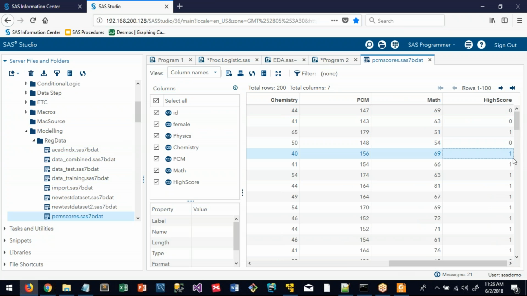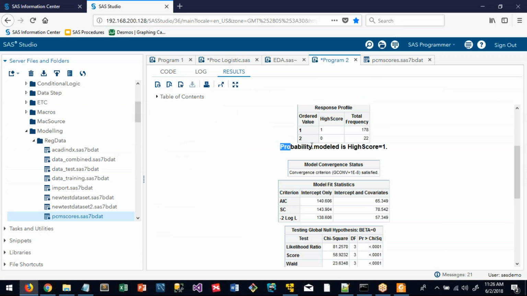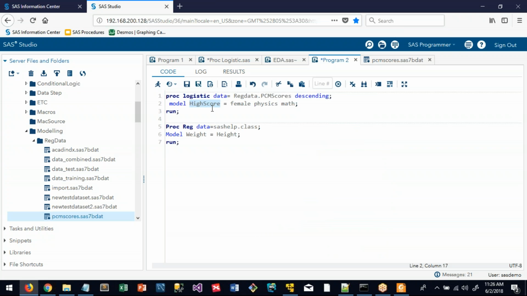When I said descending, I was making sure that what I'm trying to predict in logistic regression is that you will get a high score. Because getting a high score means the value is equal to 1. And this is what this outcome also showed: Probability modeled is high score equals 1. Based on this code here, whether these three factors actually lead to a high score, that is what I was predicting here.